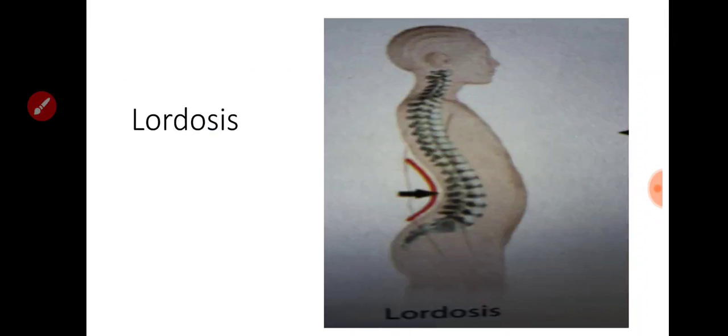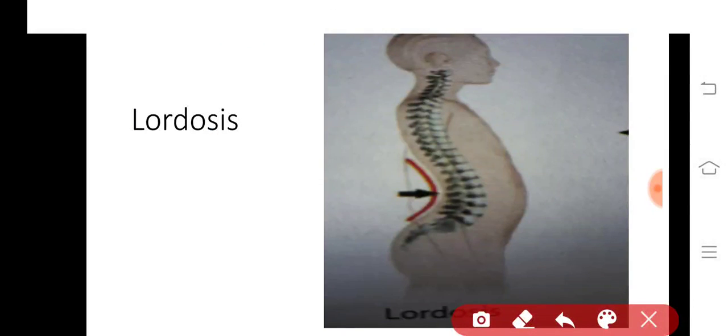The next postural deformity related with the spinal curvature is lordosis. Here in this slide we can see that the body or the spine is not twisted right or left, but it is twisted back in the upper part and front elevated in the lower part.